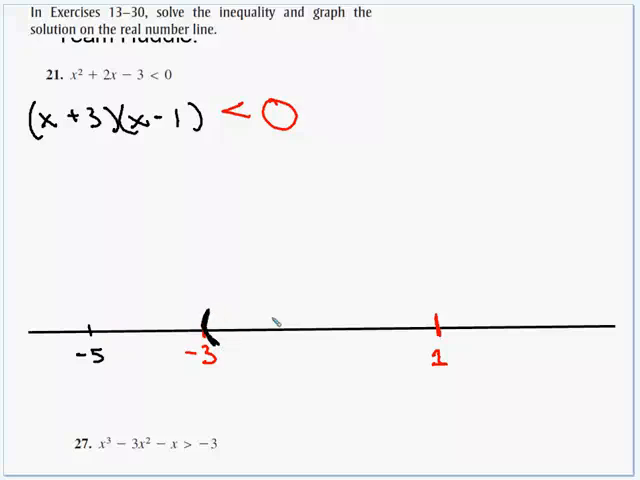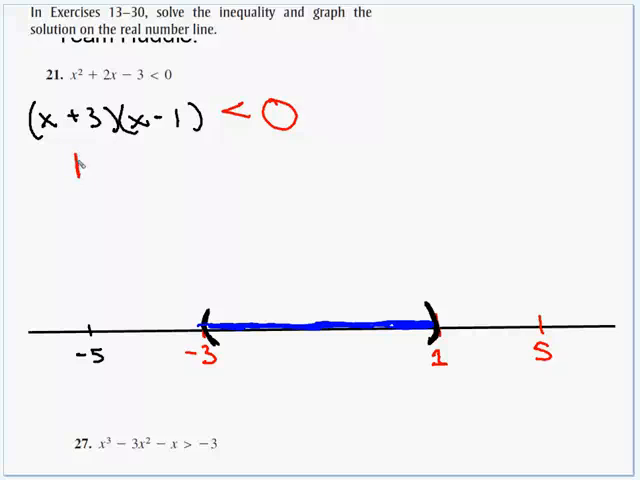But let's check from negative 3 to positive 1. I like 0, of course. 0 plus 3 is positive. 0 minus 1 is negative. A positive times a negative is negative. Is a negative number less than 0? Yes. So this is going to be part of our solution set. And then from 1 to infinity, pick any number you want. Let's say 5.